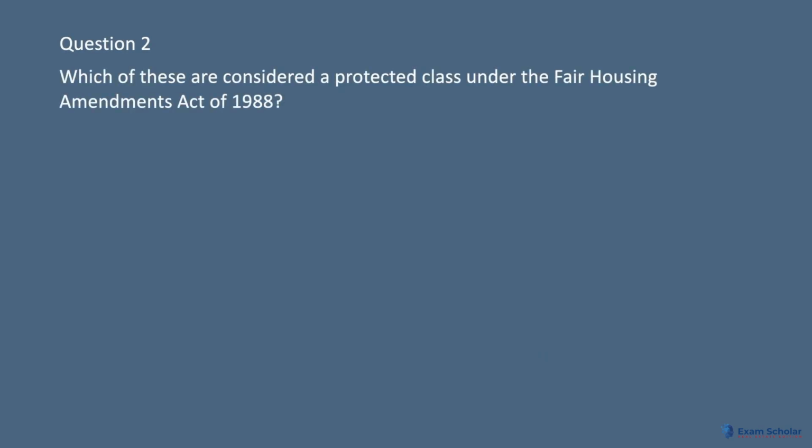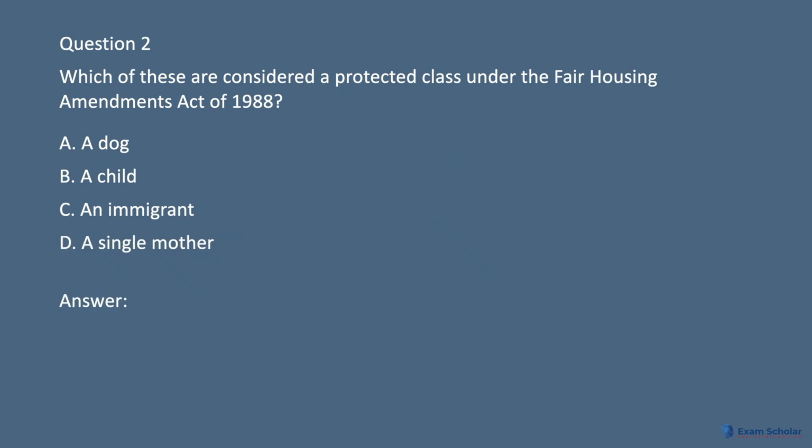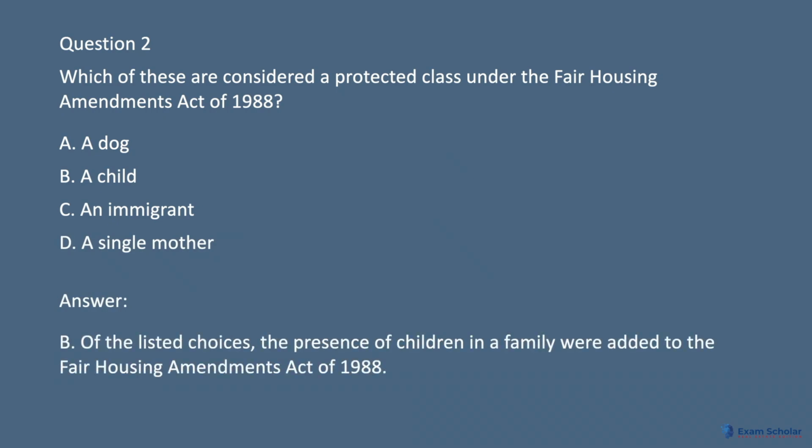Question 2. Which of these are considered a protected class under the Fair Housing Amendments Act of 1988? A. A dog. B. A child. C. An immigrant. D. A single mother. Answer: B. Of the listed choices, the presence of children in a family was added to the Fair Housing Amendments Act of 1988.